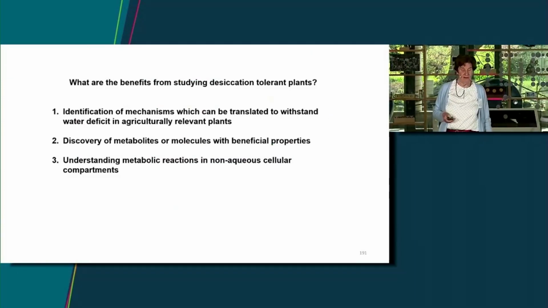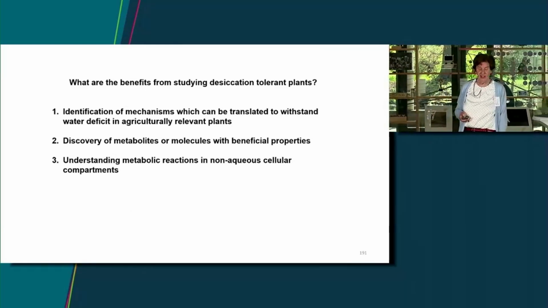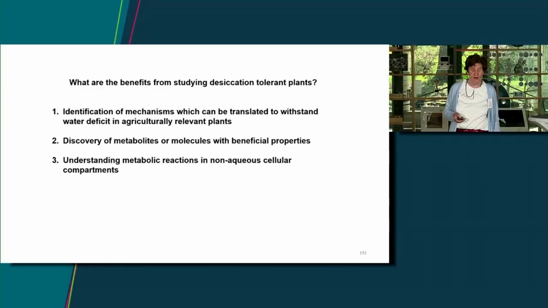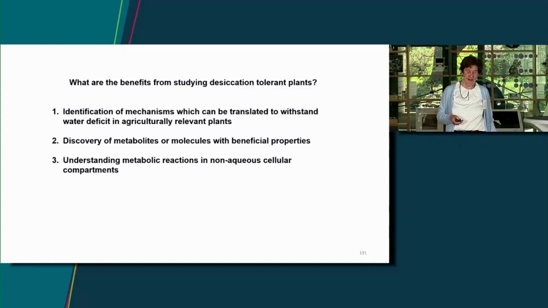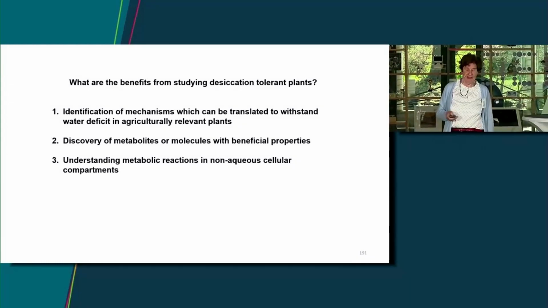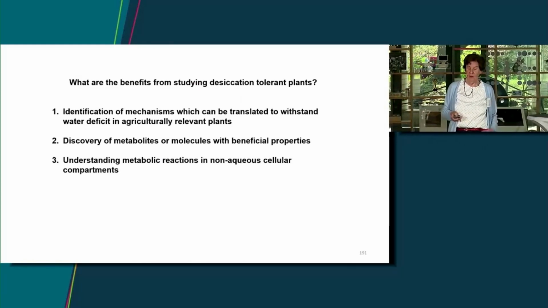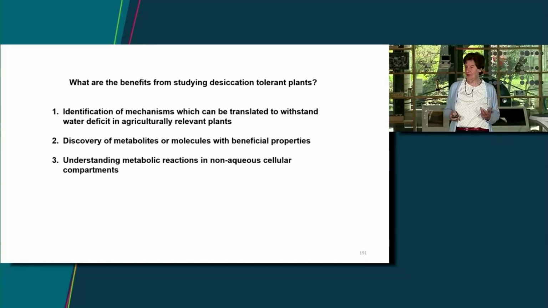So why do we study these plants? What are the benefits? First of all, and that is our primary interest, is the identification of mechanisms which can perhaps be translated to withstand water deficit in agriculturally important plants. Then, and we heard quite a bit about that yesterday already, it is possible to discover interesting metabolites which may have beneficial properties in very different contexts.